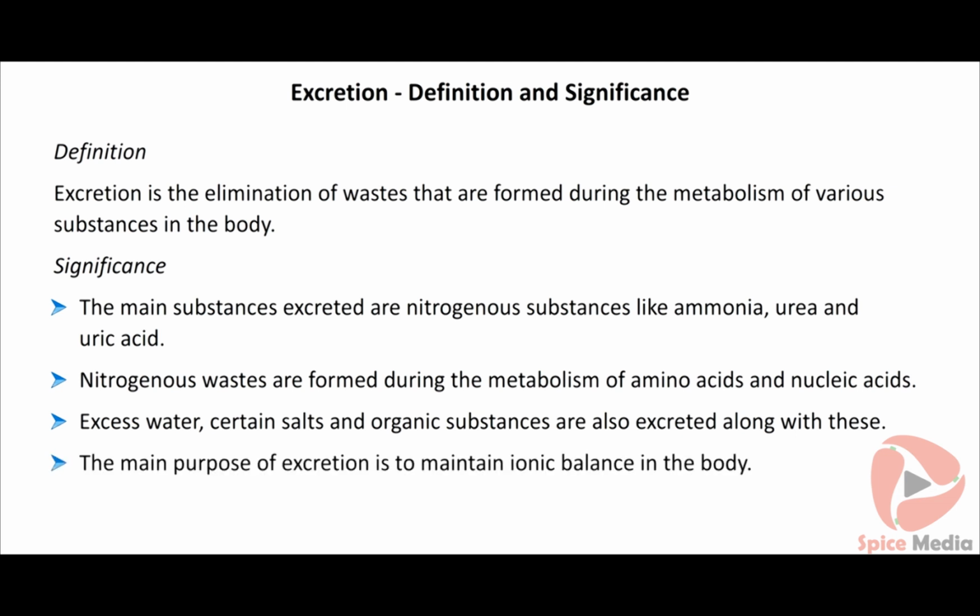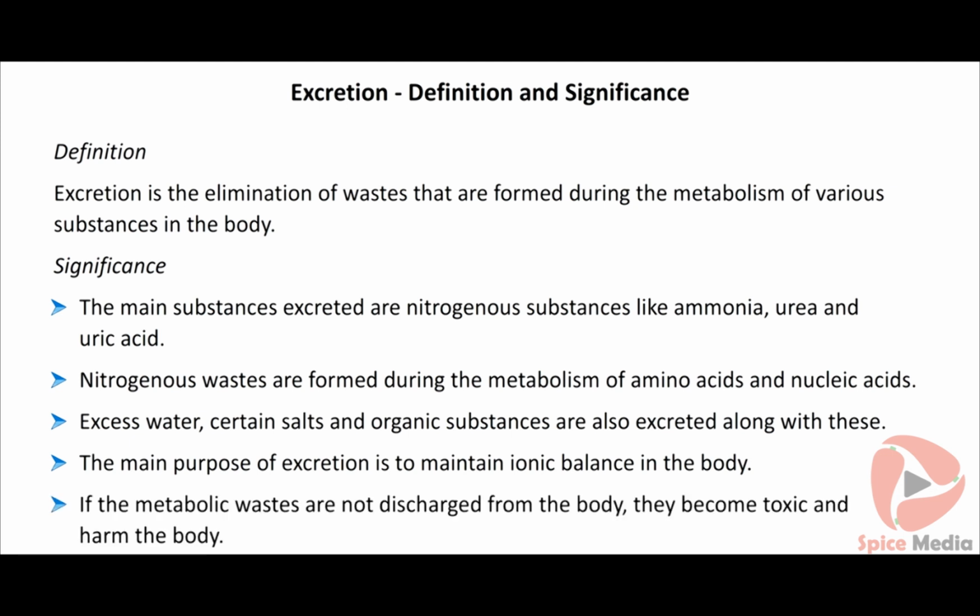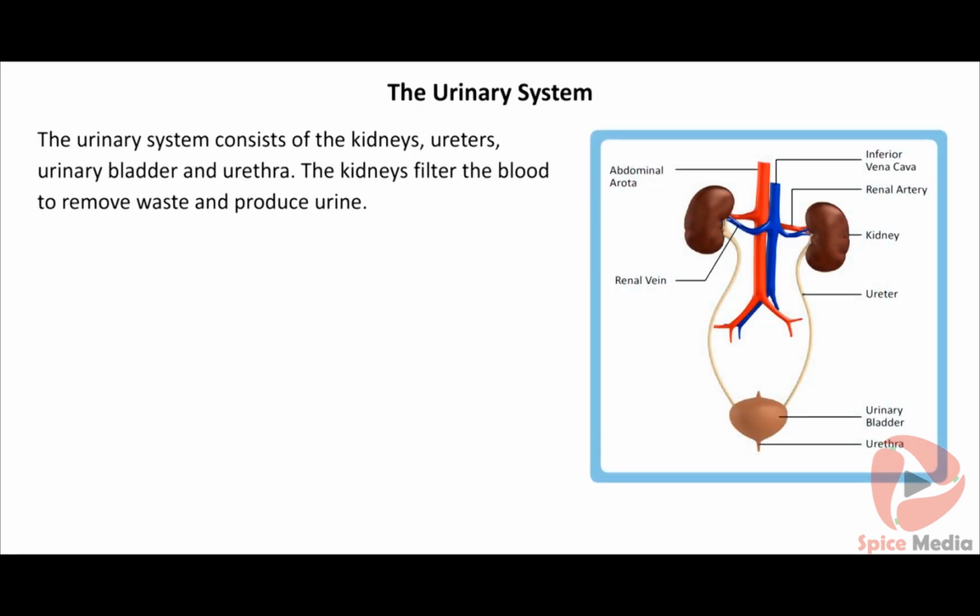The main purpose of excretion is to maintain ionic balance in the body. If the metabolic wastes are not discharged from the body, they become toxic and harm the body. The urinary system consists of the kidneys, ureters, urinary bladder, and urethra. The kidneys filter the blood to remove waste and produce urine.